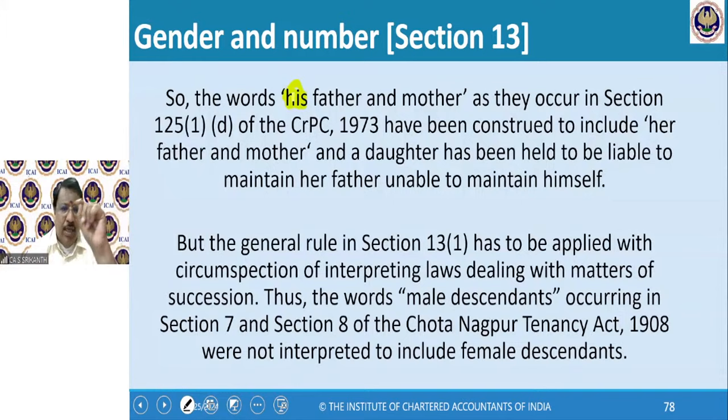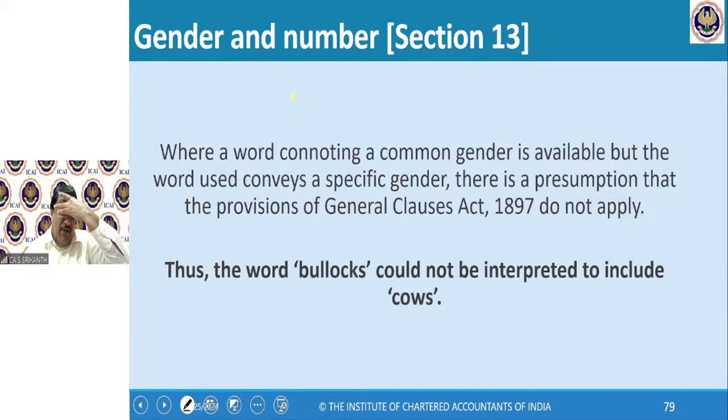Okay. But where a word indicating a common gender is available, then it cannot be. So the word bullocks cannot be interpreted to include cow. Okay. Bullock is bullock, cow is cow. Bullock is male, cow is female. Clearly words are there. So you cannot make a bullock a cow.